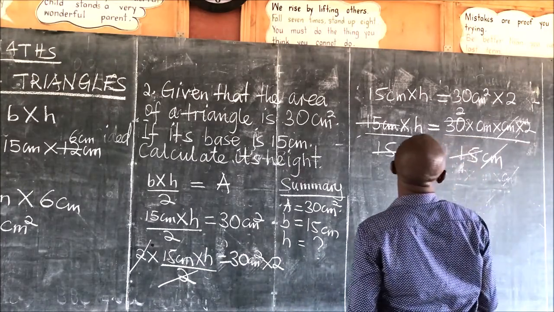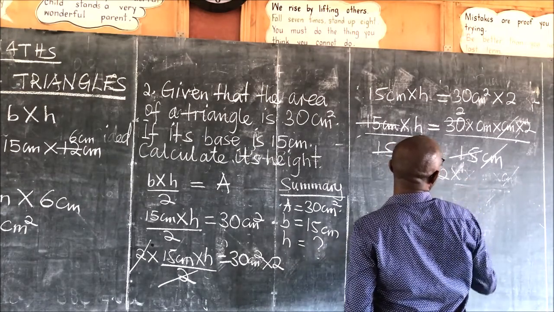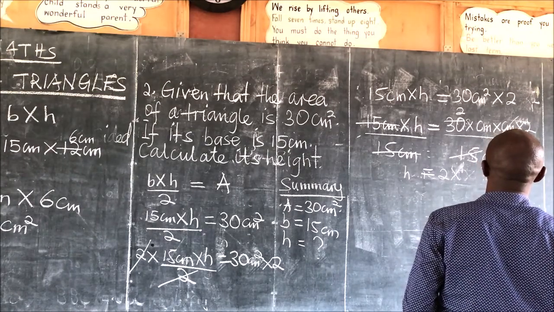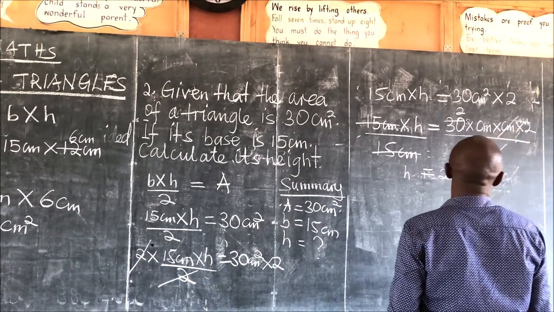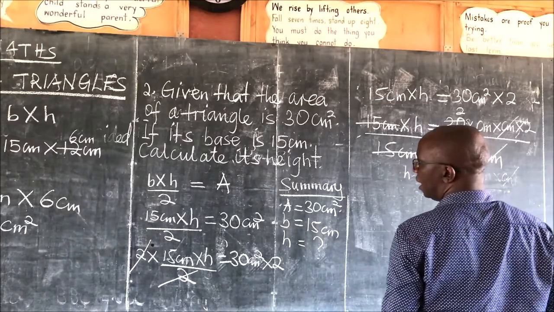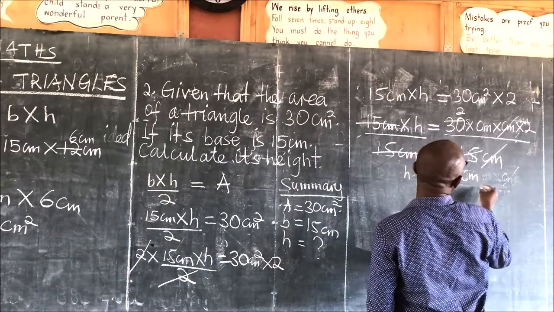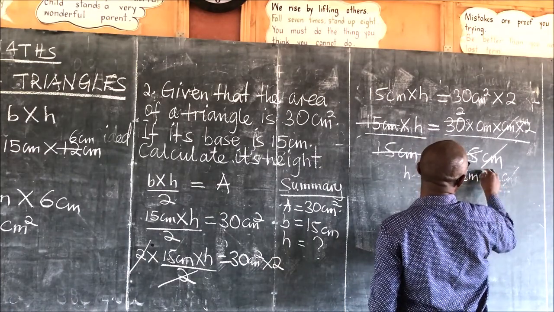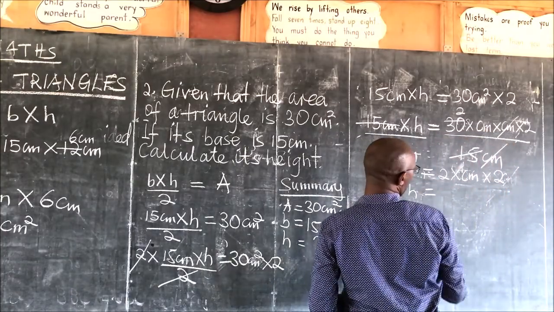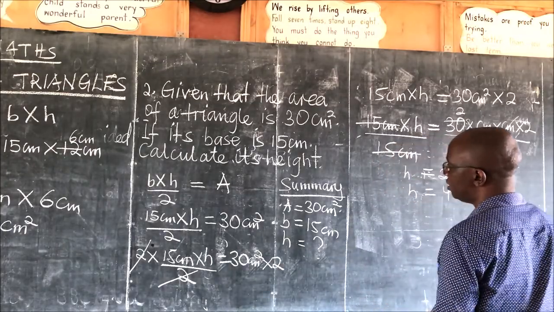So which is going to be 2 times the centimeters we have, and two times centimeters times the 2 centimeters. The 2, which ends up as the height is equal to 4 centimeters. The height is equal to 4 centimeters.